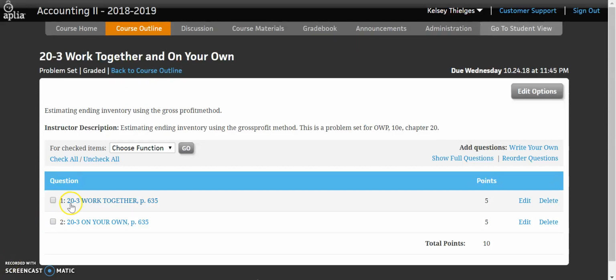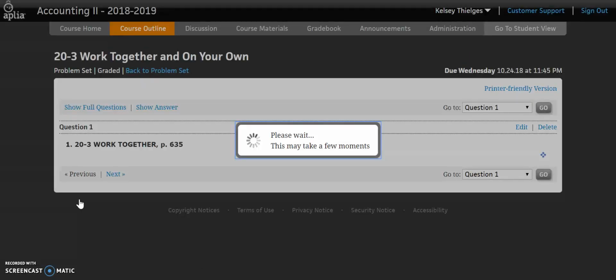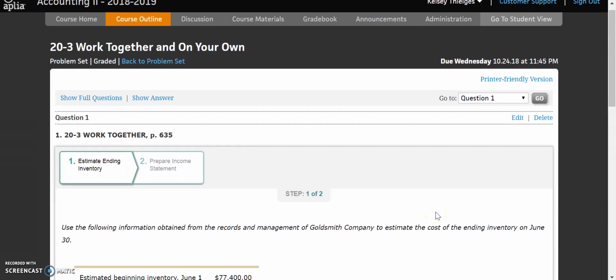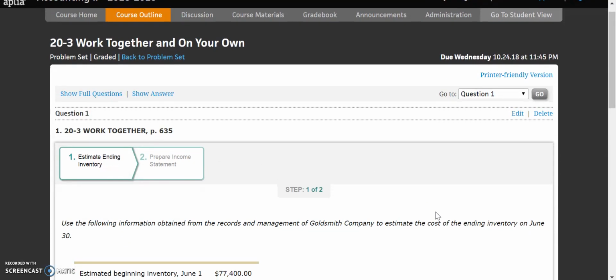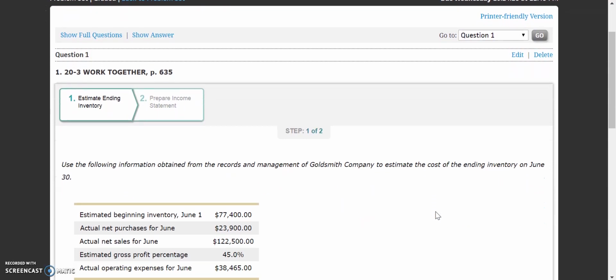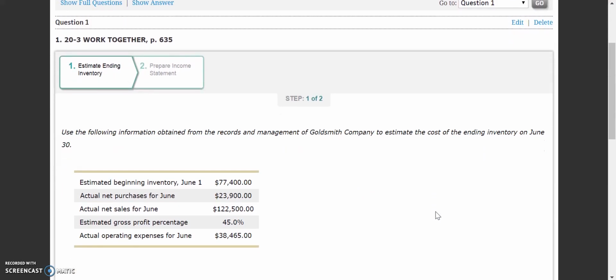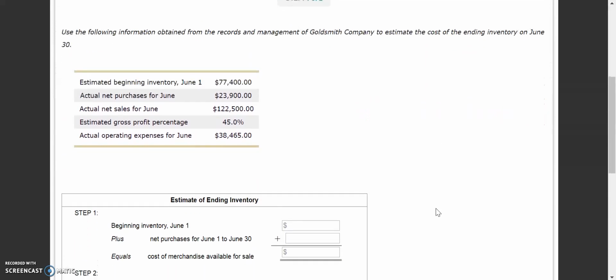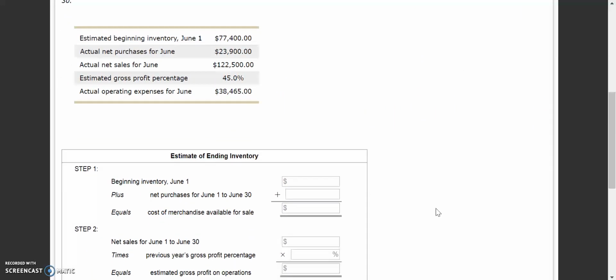All right, kiddos, let's dig into 20-3 work together. We're going to be doing some estimating of inventory using our gross profit method of estimation. So it's a two-step problem. We've got the following information from our records. That information, the four things that I said we needed in order to make this happen. And so we are going to use these four steps that we have.